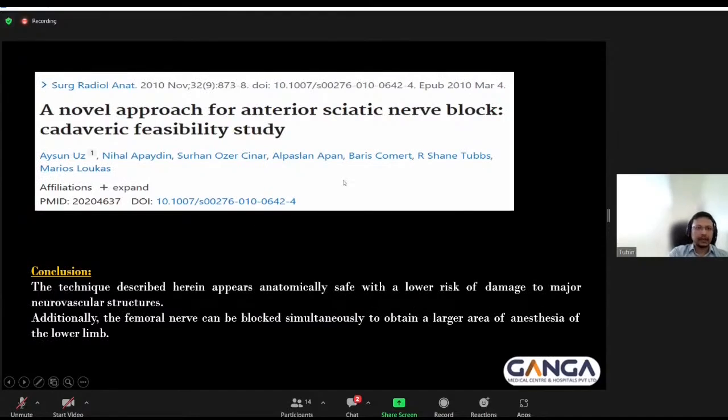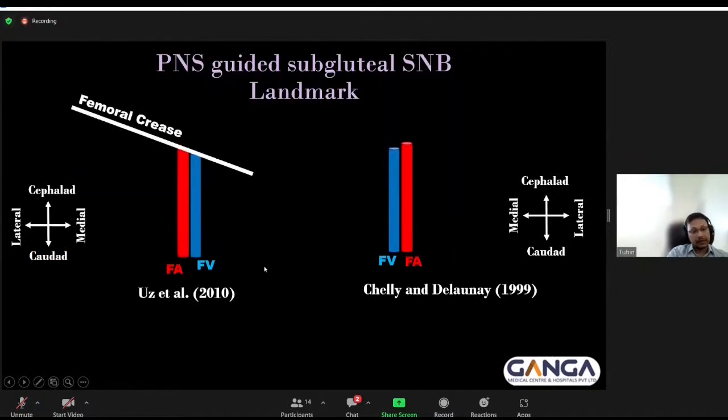Uz et al. did a cadaveric feasibility study of another modification of Beck's approach. The technique they described appeared anatomically safe with a lower risk of damage to the neurovascular structures. They also commented that the femoral nerve can be blocked simultaneously to obtain a larger area of anesthesia for the lower limb. In this technique, the needle entry point will be 4 to 5 centimeter distal to the femoral crease and 1 to 2 centimeter lateral to the femoral artery.